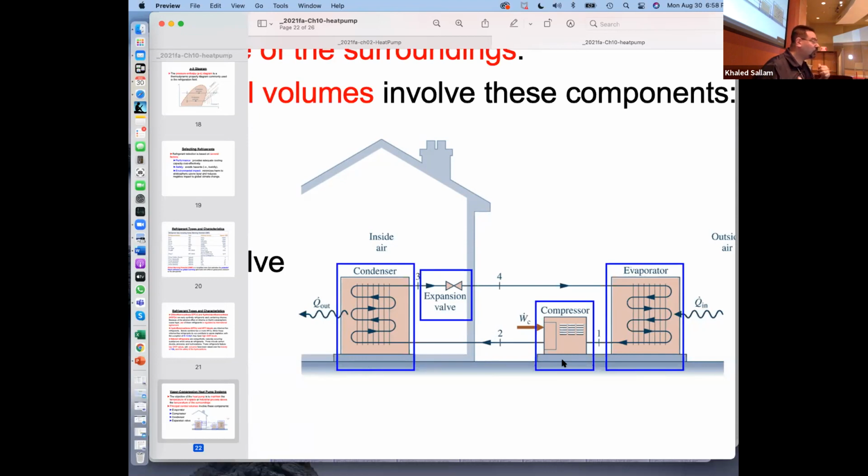Okay, it's ready to boil there and becomes saturated vapor at 15 degrees, and the compressor will take it up all the way to 120 or something. And that's when it will heat your water all the way up to 100 because it's even hotter than the water. And then it will leave again. Okay.